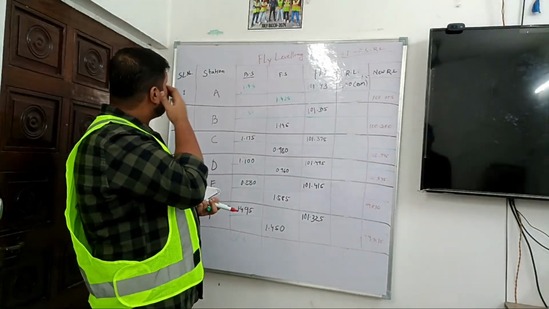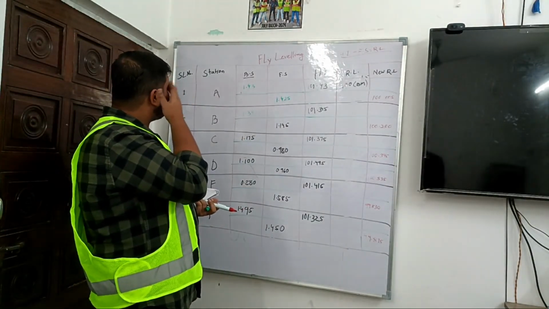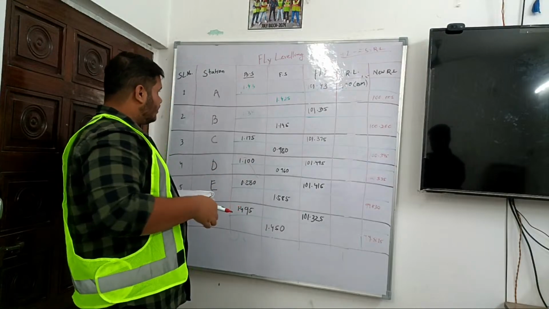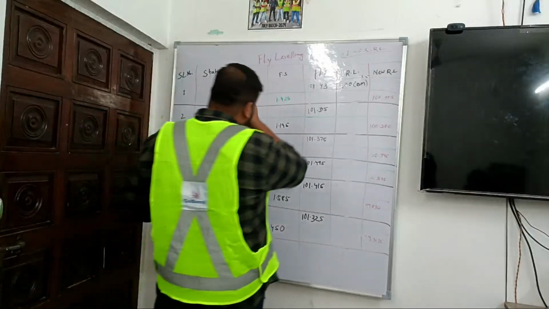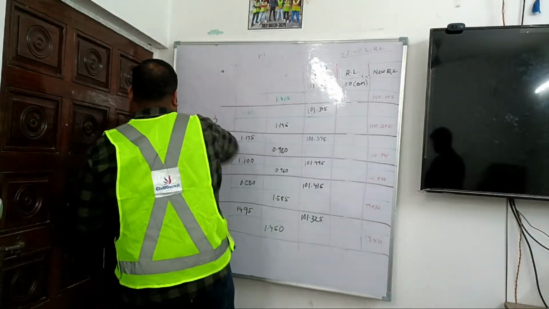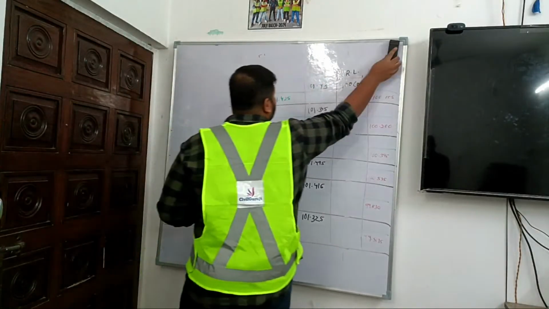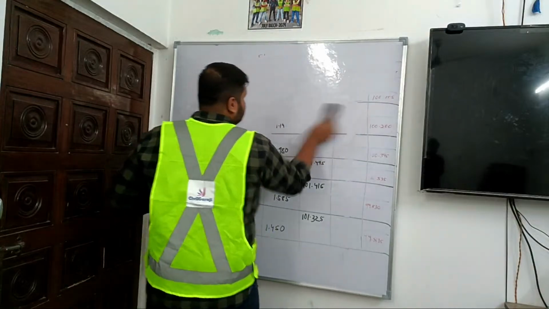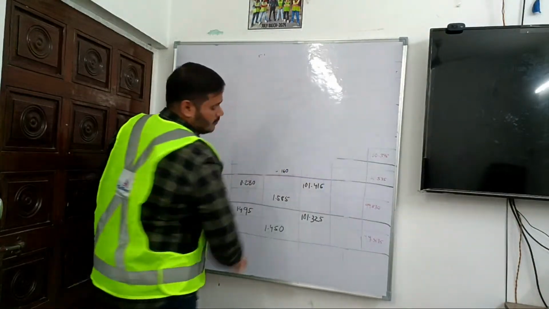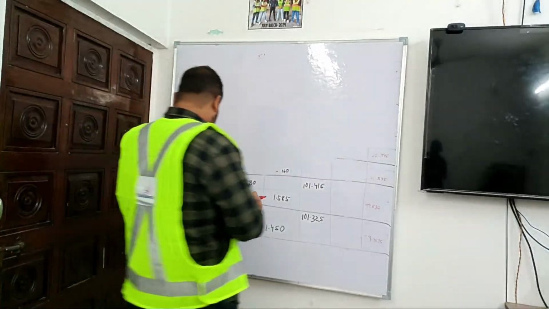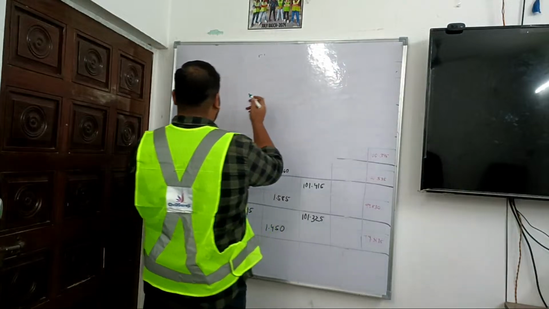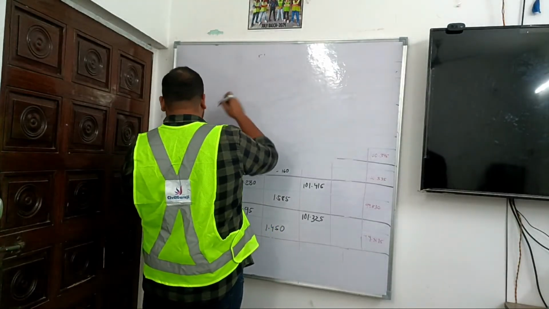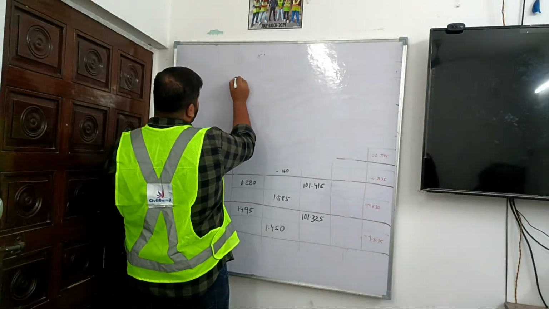Now what we have to do is check for error. For doing that, we have to check the formula for checking if the values are correct or not, because there will be some error. So what we do is sum.